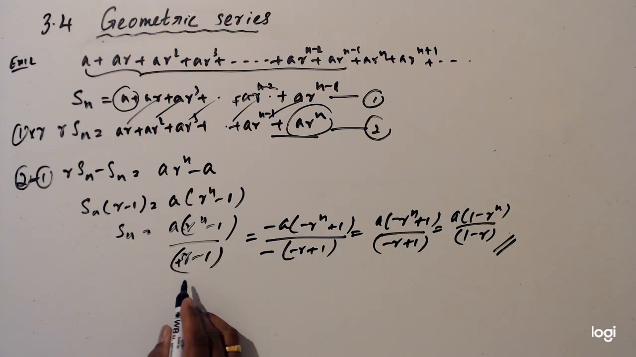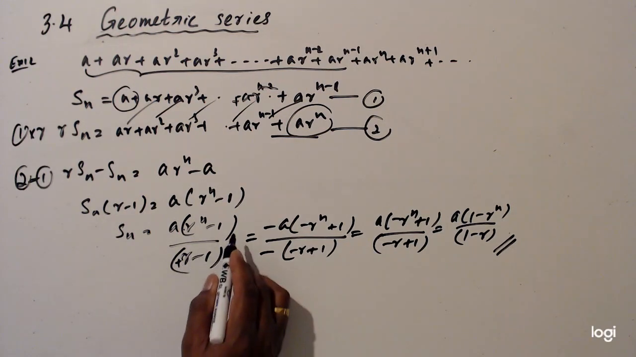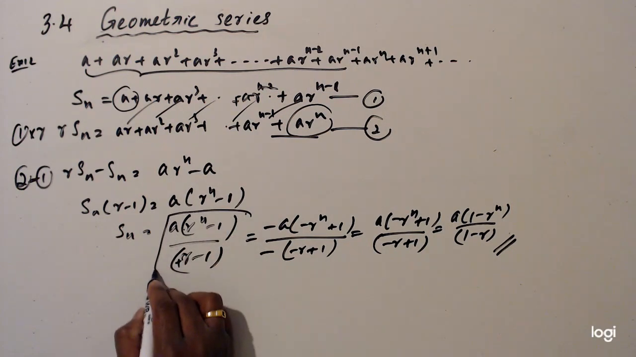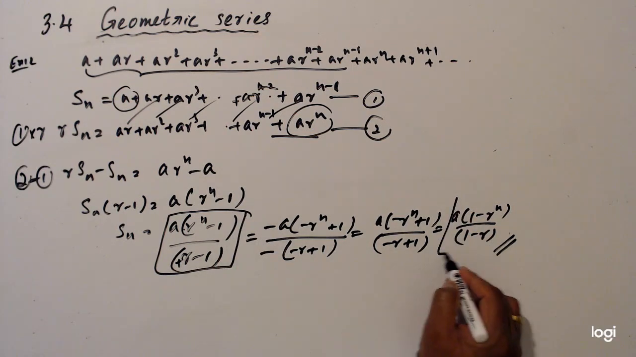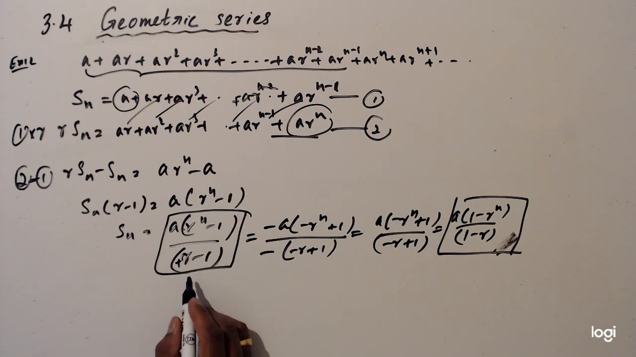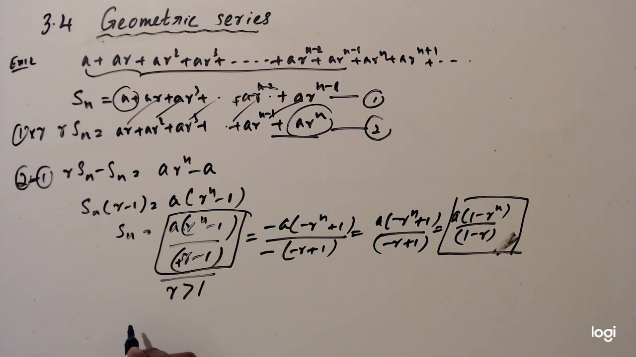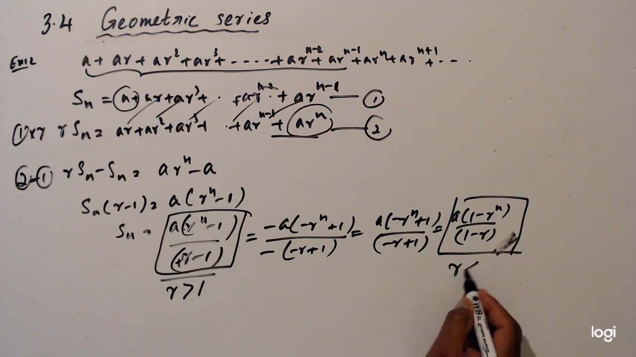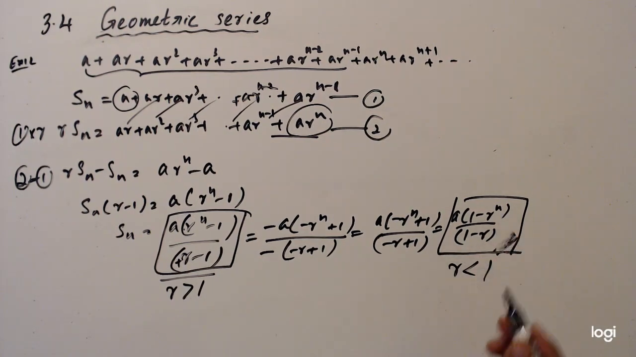So basically these both are right. So either this one or this one. Both are correct. And when r is greater than 1, we usually use this one, and when r is less than 1, we usually use this equation.